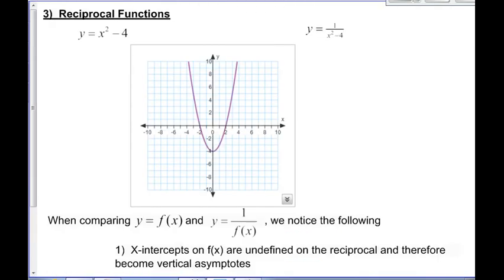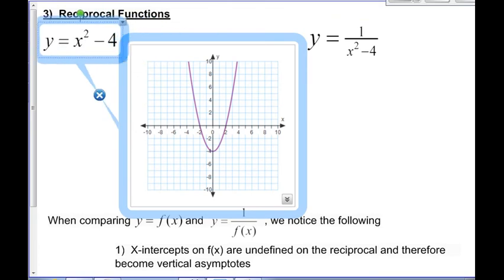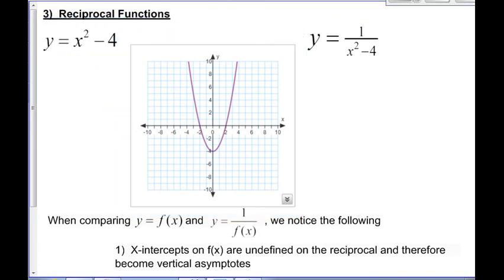Okay, lastly, we'll look at reciprocal functions. So if I wanted to compare the graph of y equals x squared minus 4, and its reciprocal, y equals 1 over x squared minus 4, let's see what happens.